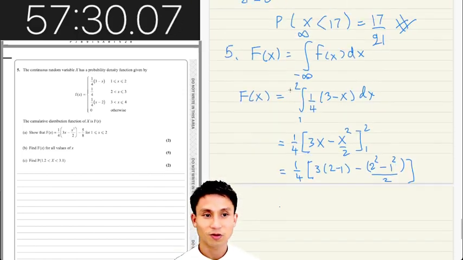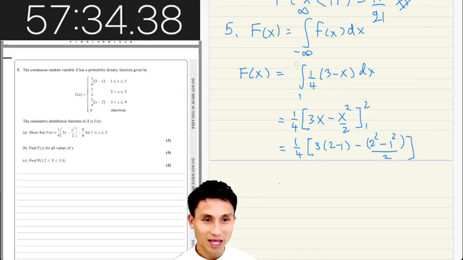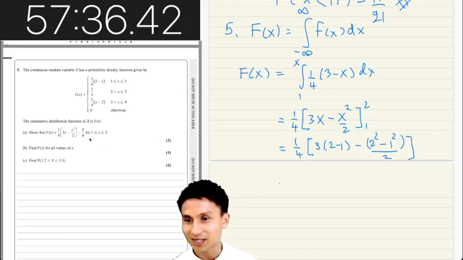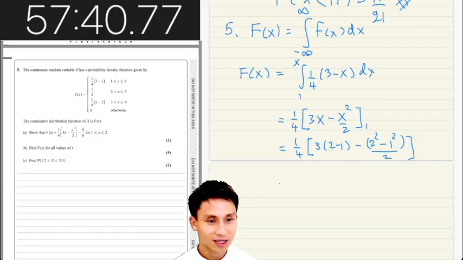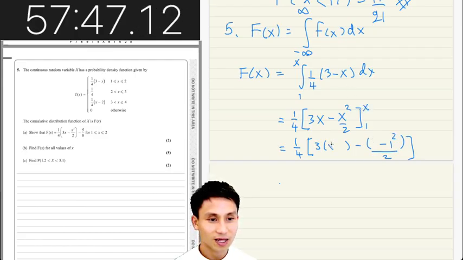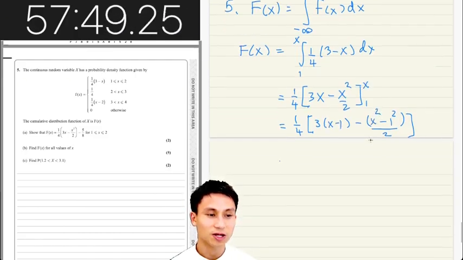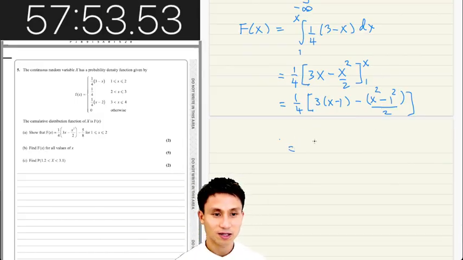So wait, hang on. What am I doing? Sorry, I need to put x here because they need the function. So I have x here, and I've got to do x here and x here. All right, so x here and x minus 1 and x squared minus 1, like that. Just the same thing, but you just put x in.